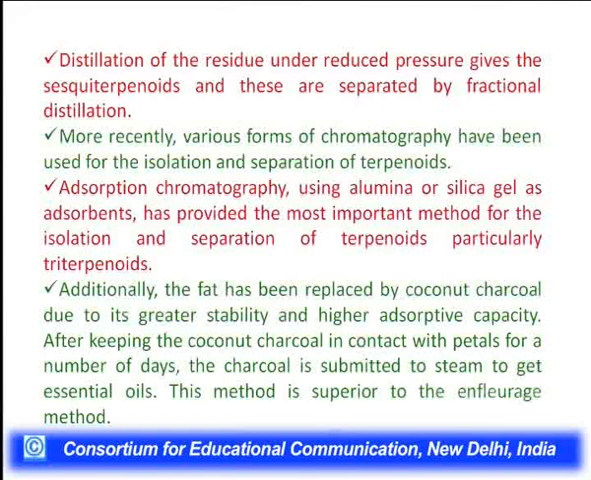Adsorption chromatography using alumina or silica gel as adsorbent has provided the most important method for the isolation and separation of terpenoids, particularly the triterpenoids. Additionally, the fat has been replaced by coconut charcoal due to its greater stability and higher adsorptive capacity. After keeping the coconut charcoal in contact with the petals for a number of days, the charcoal is submitted to steam to get the essential oils. This method is superior to the enfleurage method which we discussed earlier.